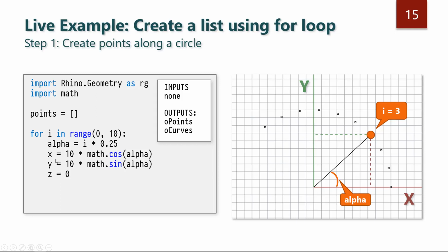And then from the x, y, z, we can construct a brand new Point3D, using the x, y, z that we just previously computed, and then we append it to the list of points. So that is the entire body of the for loop. This thing will be executed 10 times in total, these 5 lines here, and after it finishes execution, the list points will contain 10 points.